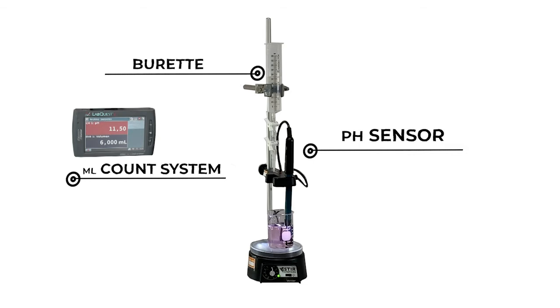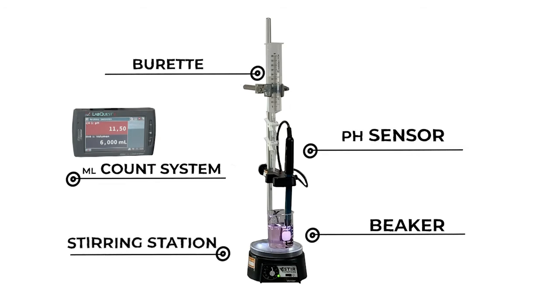All this system will be adding the standard solution to the analyte that is contained in a beaker, which will be in a stirring station to homogenize the reaction environment. You will be able to work with two types of sodium hydroxide standards and to choose between vinegar and citric acid as analytes. At the end of the experiment, you will find an example of calculations and more guidelines to help you better understand this experience.